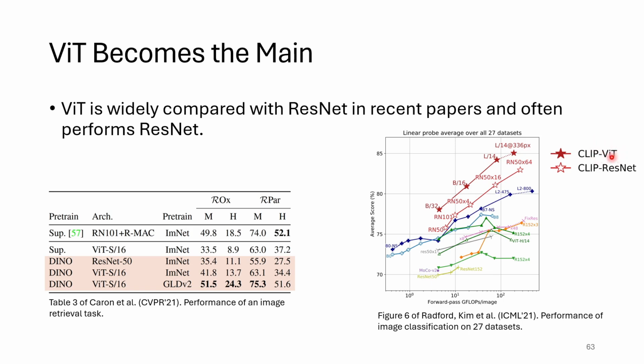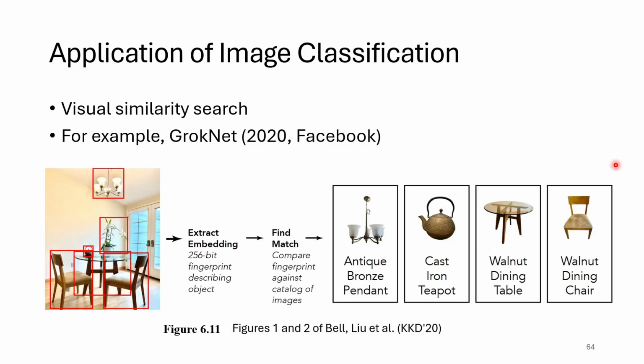So they try vision transformer and try ResNet. They found that if they use vision transformer, its performance is better than the ResNet. So here, the message is that vision transformer has become the state-of-the-art image classifier for many vision tasks.